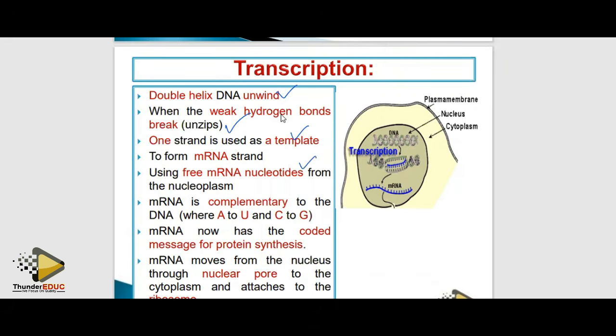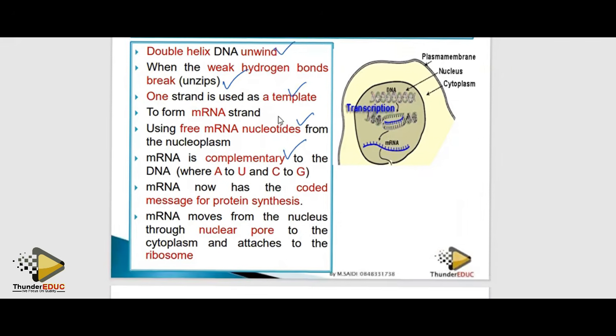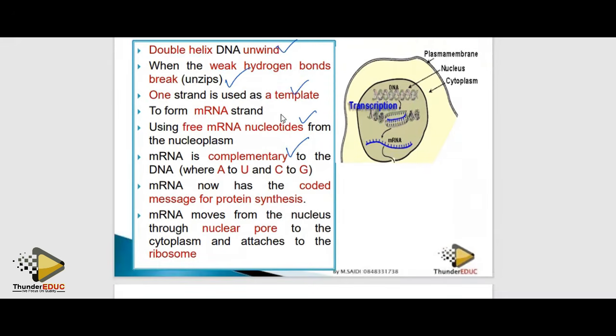Then they're saying that the messenger RNA is complementary to DNA, whereby A goes with U and C goes with G. Remember, this is transcription. You are forming messenger RNA. So now the messenger RNA has the coded message for protein synthesis, and then it moves out of the nucleus via the nuclear pore and goes to the ribosome where it attaches itself.